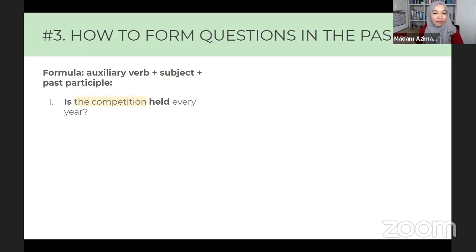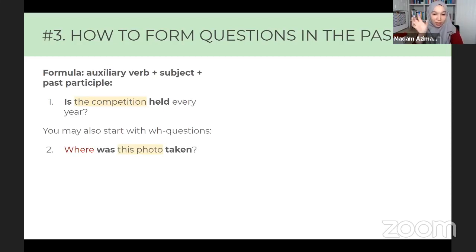So auxiliary verb is, for example, is the competition, that's a subject, held every year? That's a question. Is the competition held every year by your company? You see, if I just add by zombies, yeah, I can. Is the competition held every year by zombies? Okay. You can even start with WH questions. So WH questions are where? Where was this photo taken? Where? And then was this photo, subject, taken, past participle.